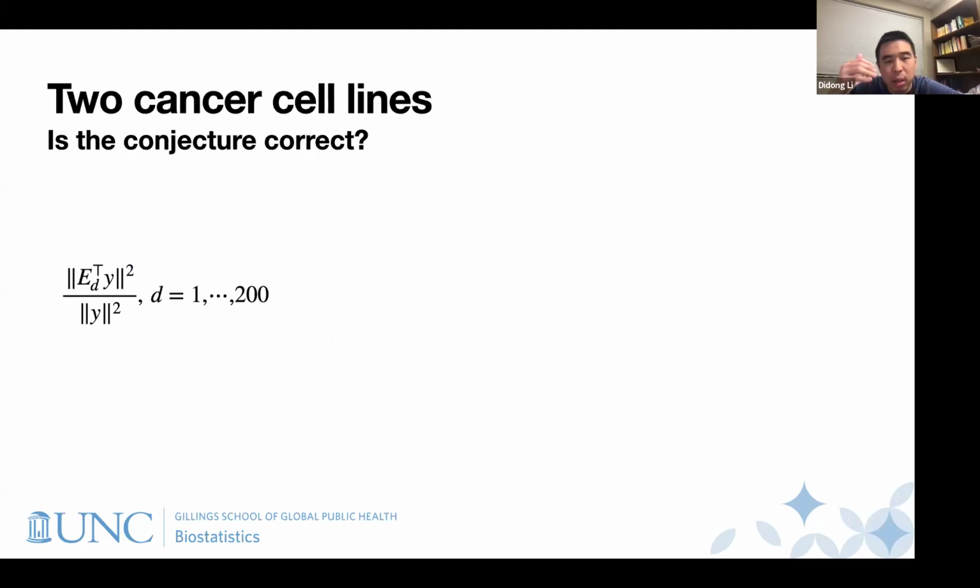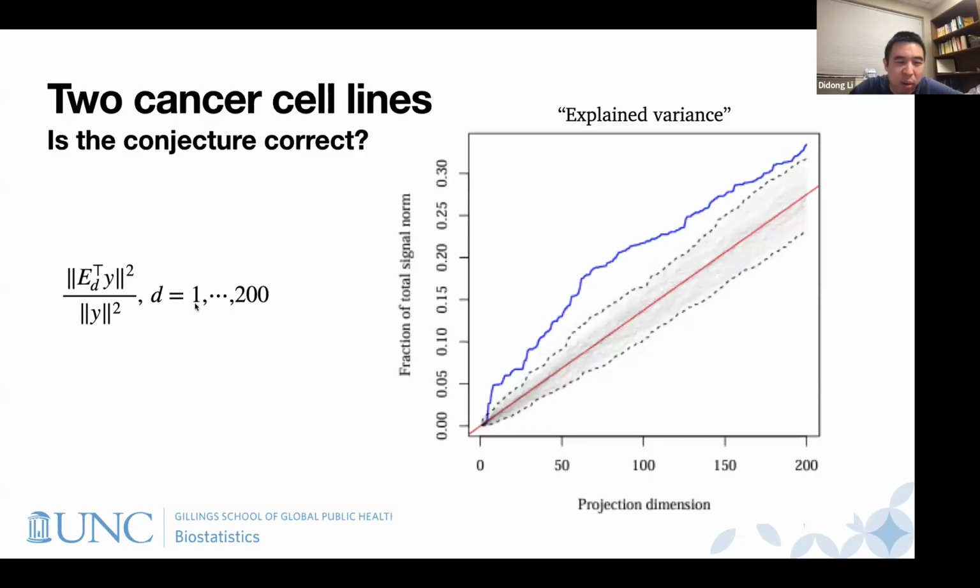Just taking this two cancer cell line example, we can project the difference in gene expression to this singular space. We look at the explained variance, the higher the better, and we vary the dimension from 1 to 200. On the red panel, the blue curve is the explained variance when D varies from 1 to 200. The gray curves are random projections. The red dot is the 95% confidence interval. The red curve is the mean.